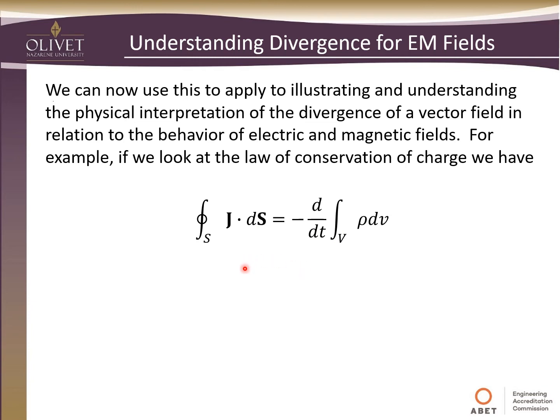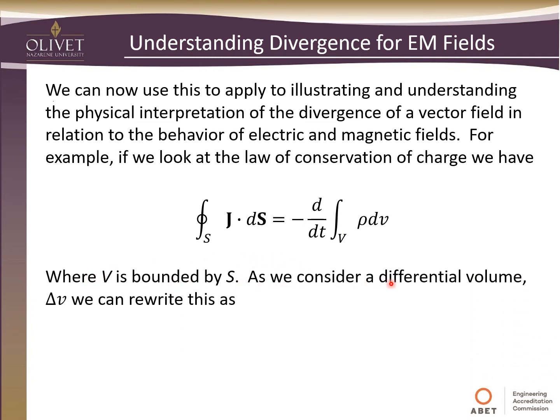And this would make sense, right? Where V is bounded by S, we consider a differential volume delta V. We can rewrite this. This is just saying whatever current's flowing out of this surface has to be taking away from this charge, or if current's flowing in, depending on the direction, that means charge is accumulating inside the volume. So again, if we take into account this delta V term, we can rewrite this and take it as the time differential of this total charge, because that's what this is, right? The total charge inside of the volume. And so again, we get this partial of the charge density with respect to t as the current's flowing, times this volume.